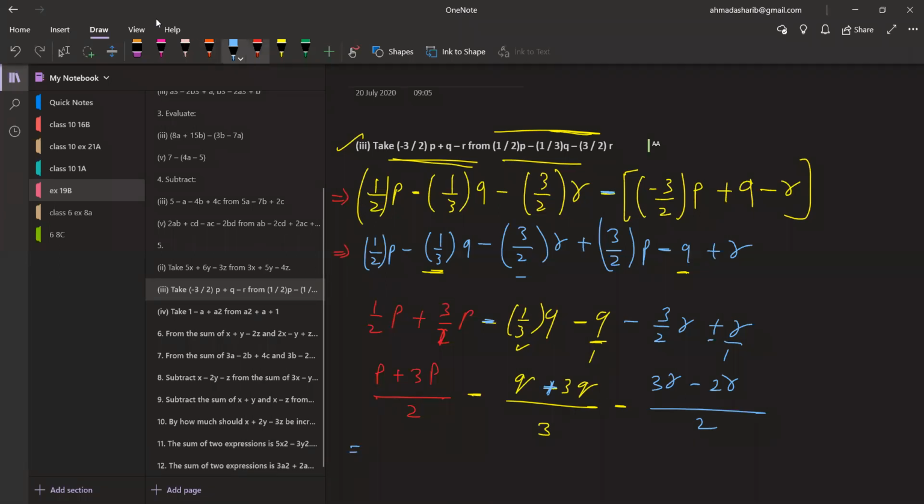Now p plus 3p is 4p upon 2, minus 4q upon 3, minus 3 minus 2, 1 means r upon 2. Now you can reduce this. 2 ones are 2, 2 twos are 4. So finally your answer is 2p minus 4q upon 3 minus r upon 2. This is the final answer.